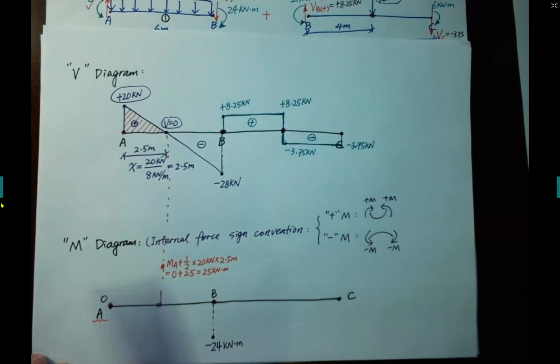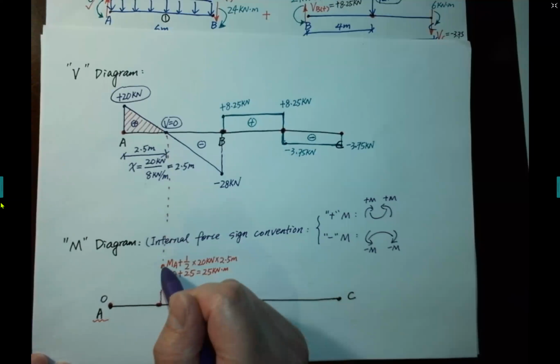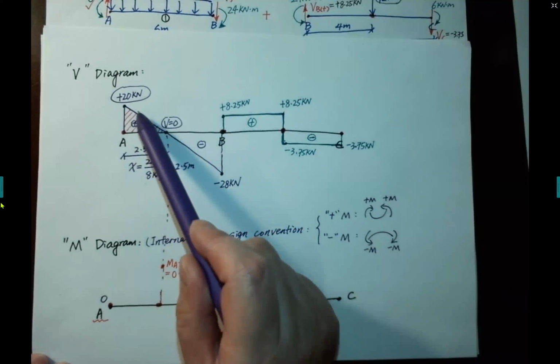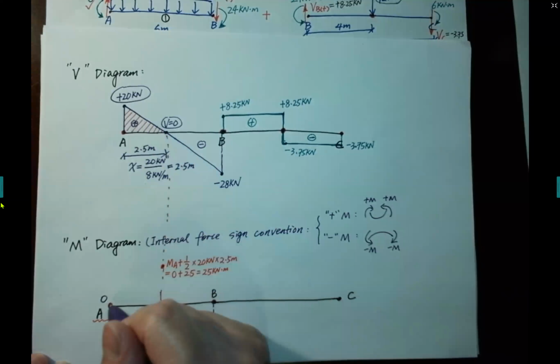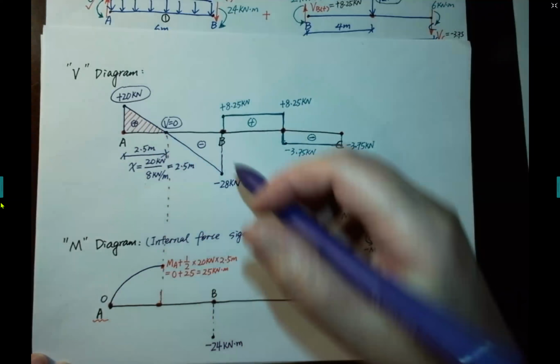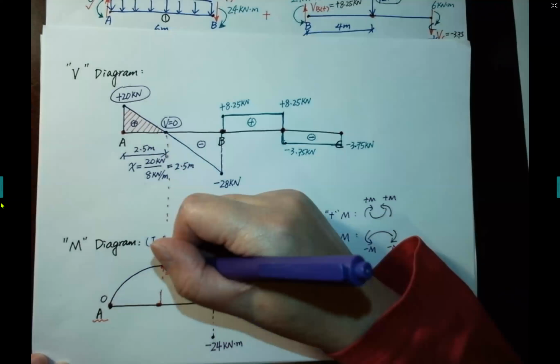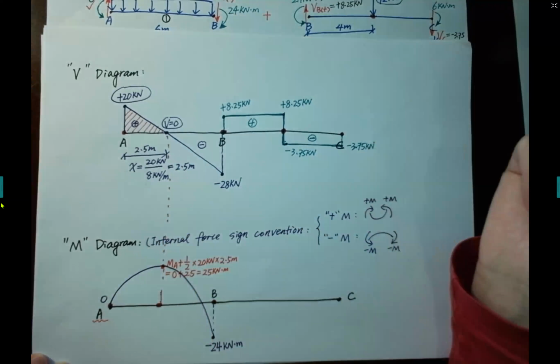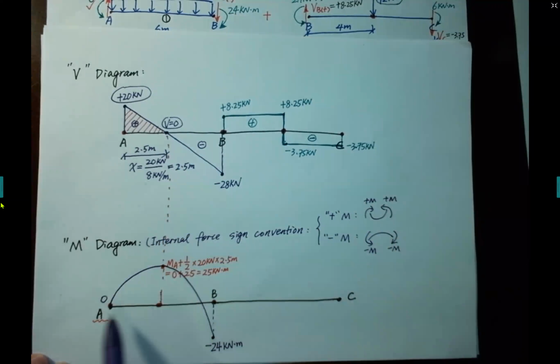Then we can connect the points 0 to 25, and the slope equals the shear diagram. So the slope starts at 20 and ends at 0. And then the slope starts from 0 and ends at negative 28. And this is the moment diagram for the AB segment.